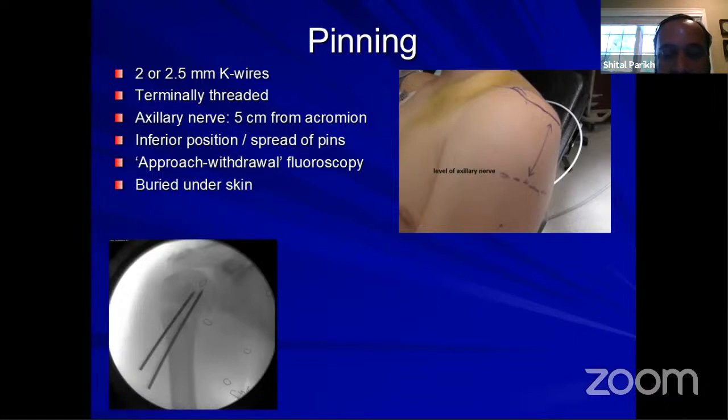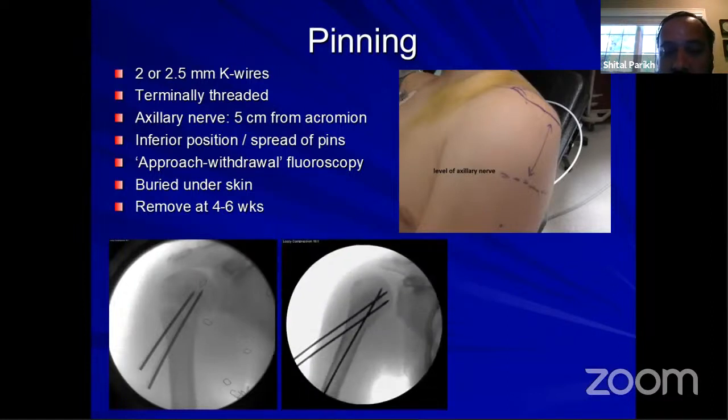And I prefer to bury them underneath the skin and then come back and remove them. You can leave them out. The issue is that there is a lot of muscle in this area, a lot of bulky soft tissues. So it starts draining a bit. There might be pin track infection issues. Remove it at 4 to 6 weeks once we see initial callus.